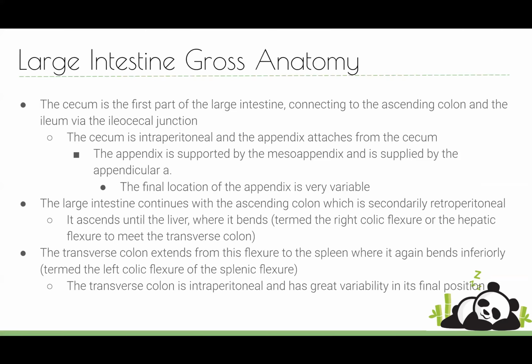And the final location of the appendix is quite variable, like we discussed earlier. The large intestine will go up as the ascending colon, which will become secondarily retroperitoneal. And as it ascends and bends, it's termed the right colic flexure or the hepatic flexure to become the transverse colon. And then when the transverse colon itself bends, it's termed the left colic flexure or the splenic flexure.